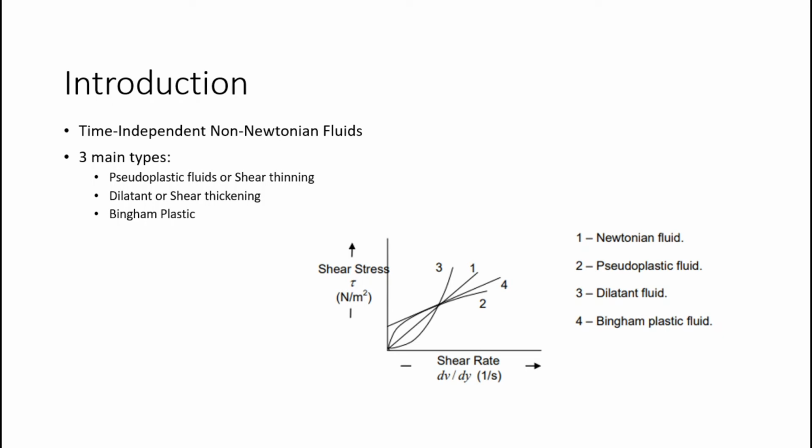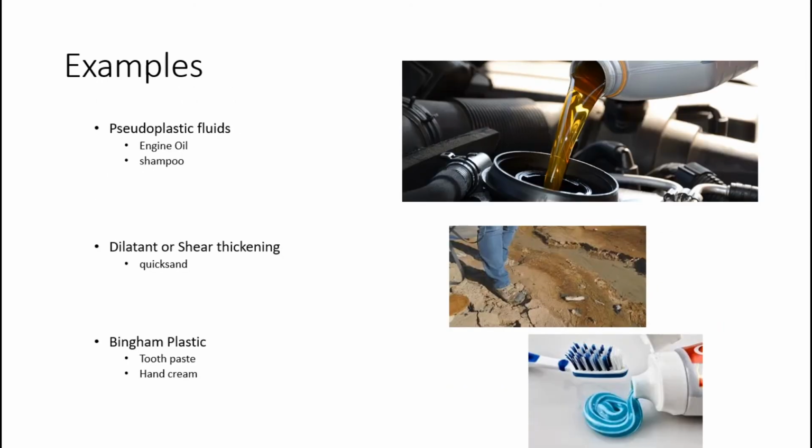However, for Bingham plastic, stress can be applied, but it will not flow until a certain value, which is the yield stress, is reached. Bingham plastic is labeled as 4, as you can see from the graph. And after that, we can give examples.